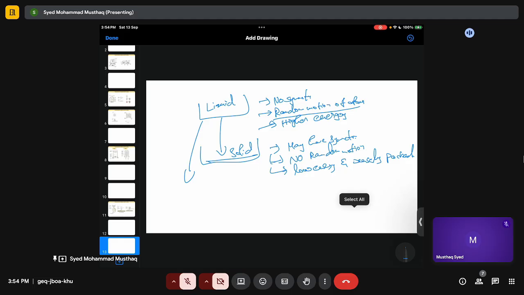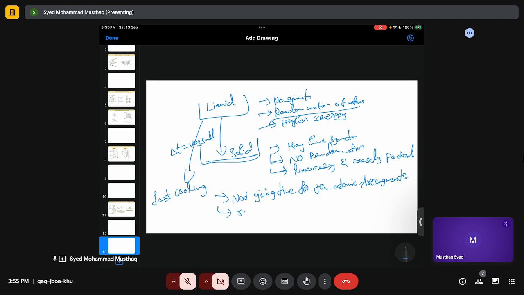What I'm trying to do is fast cooling. I'm not giving time, so delta T is very small and cooling is fast. You are not giving time at all for the atomic rearrangements. There is no rearrangement at all. Then what happens?